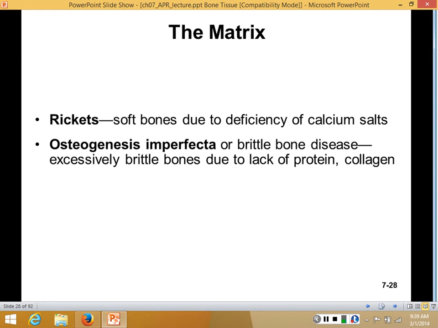Osteogenesis imperfecta, guys, is a little bit different. Brittle bone. It's called brittle bone disease. That's when your bones really break under stress, or they fracture when there's stress applied to it. That's when you don't have the protein. Without protein, a bone is excessively what? Brittle. Okay? So you got a collagen deficiency going on here.